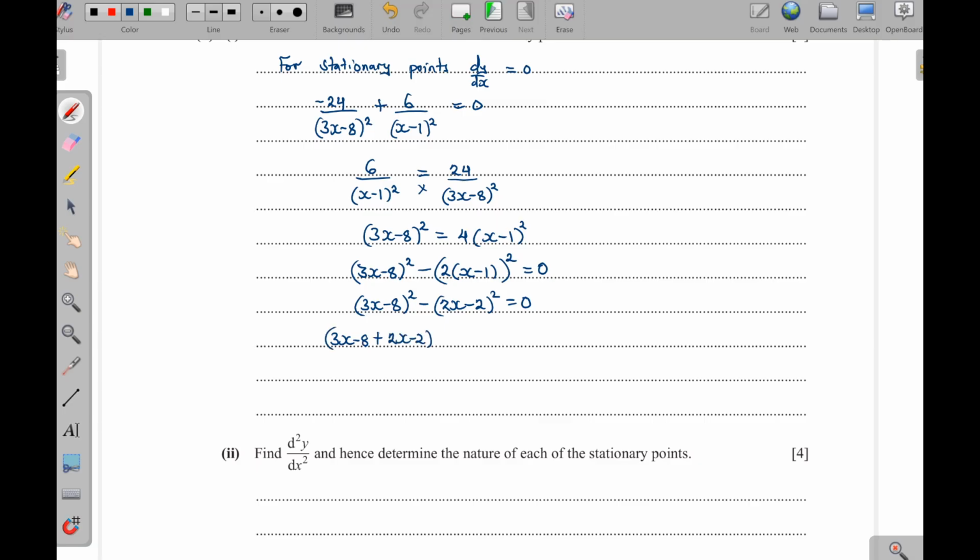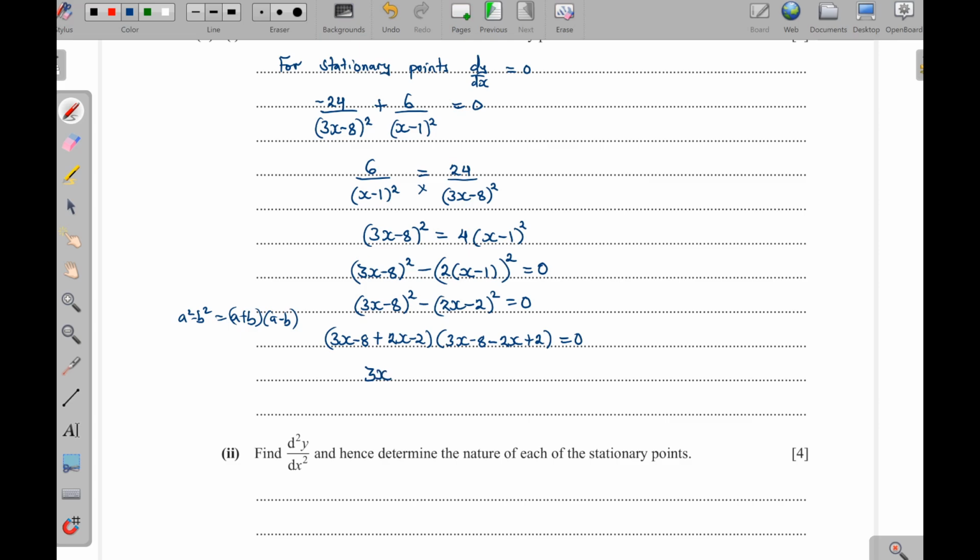Then remember, for the difference of 2 squares, we have a squared minus b squared is equal to a plus b, and then a minus b. So this is my a, this is my b. I add them, then I subtract them. So we have 3x minus 8 plus 2x, then minus the 2x, but then the 2 here will be affected by the negative, so it will become a plus, then it's equal to 0.